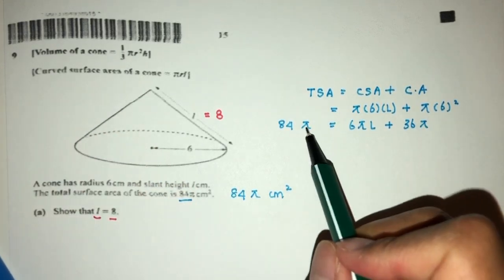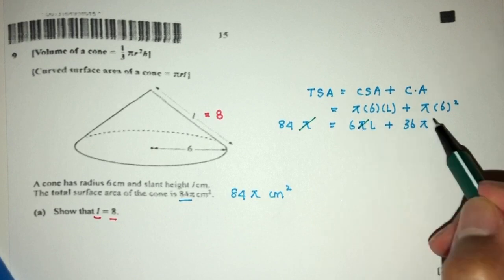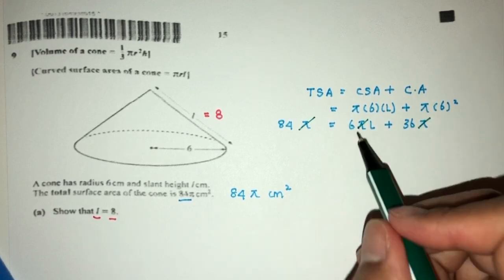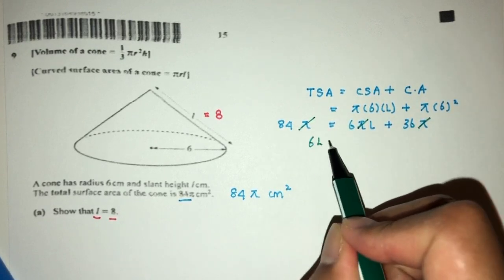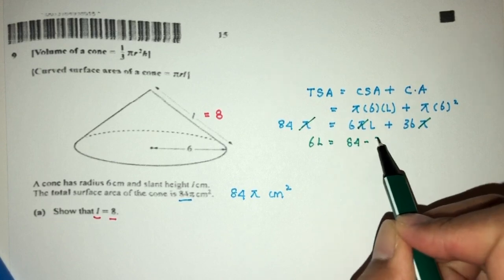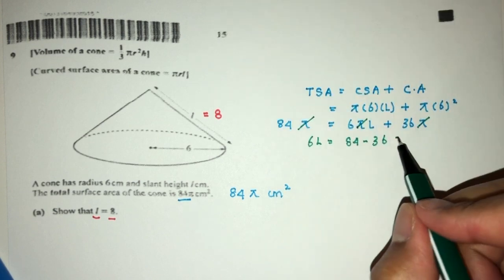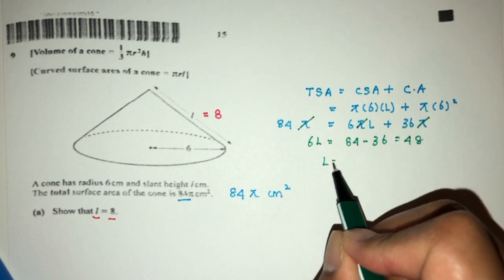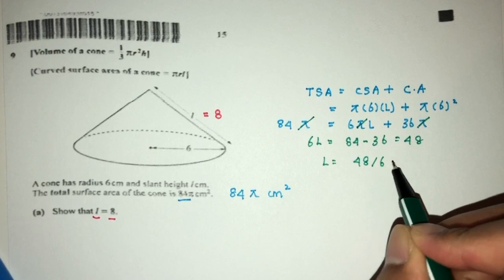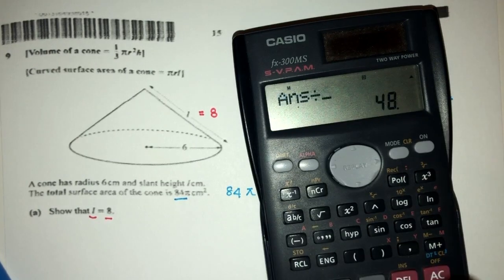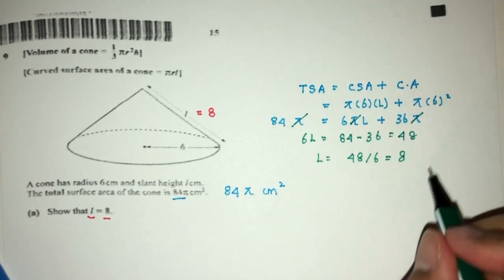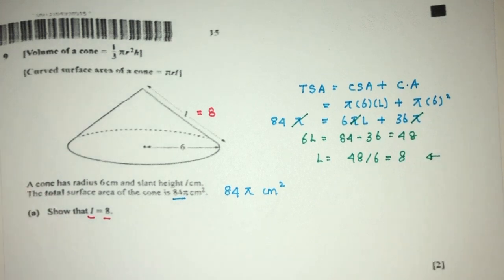Now we have pi everywhere in common, we can cancel them out, and then we can send this over here, so 6L has to be 84 minus 36. That should be 48. So L has to be 48 divided by 6, and that should be 8. So let's check. Yep, that should be shown as required for part 1 of the question.